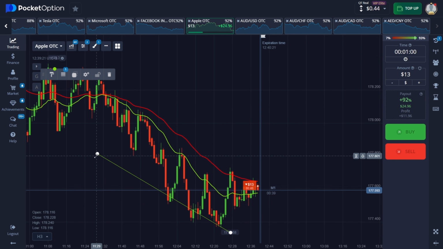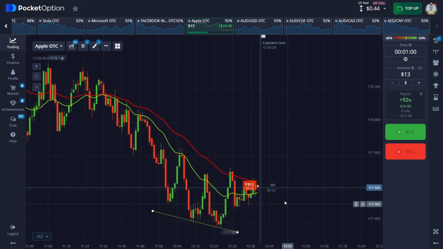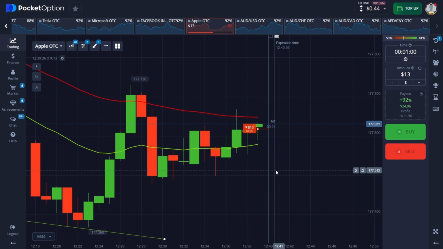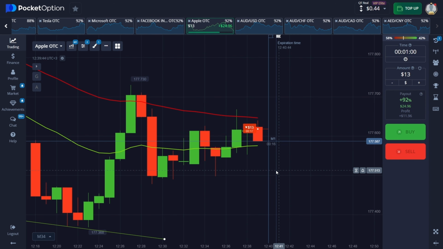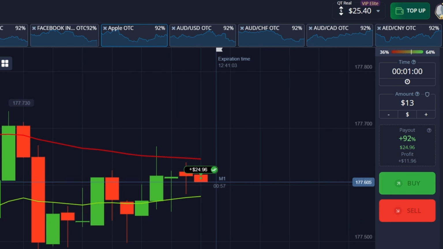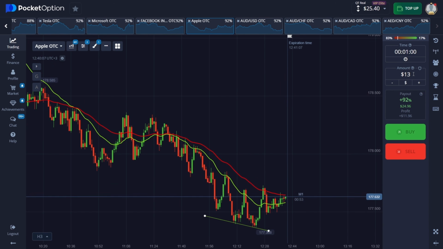I know I entered a little early. The candle should have taken a retracement with resistance from the 50 EMA. As you can see, the trade was going in our favor right now. With only a few seconds left, it's a win. We won another trade, and now my balance has turned into $25.